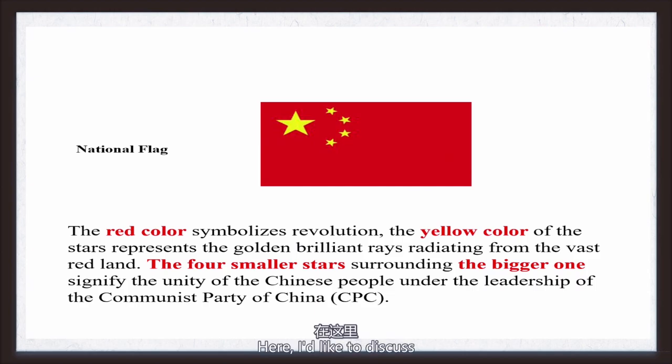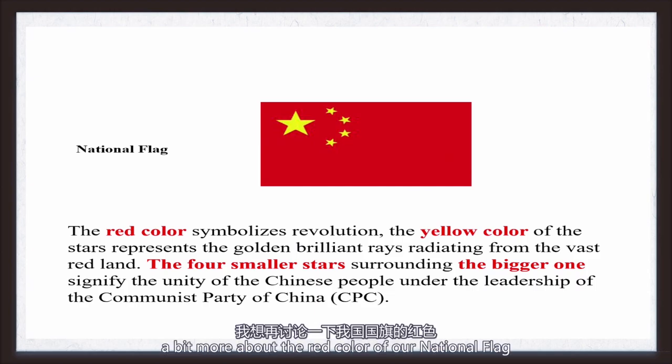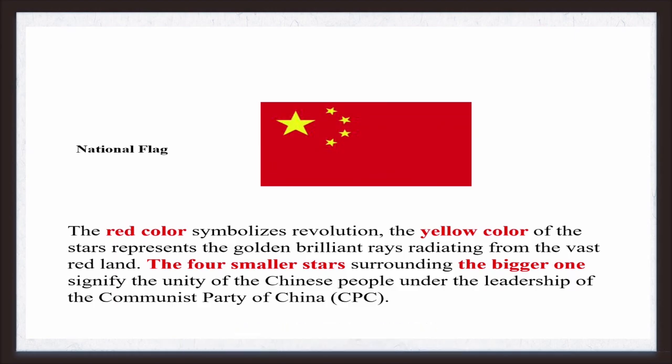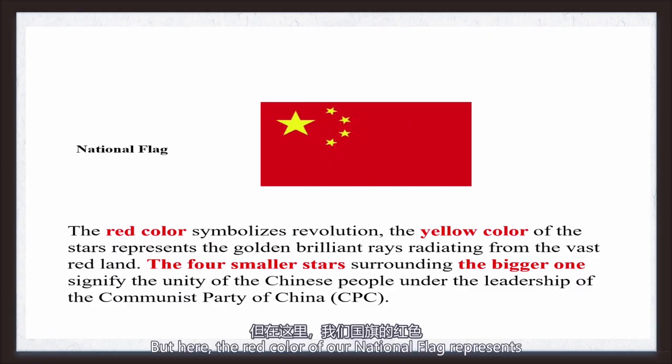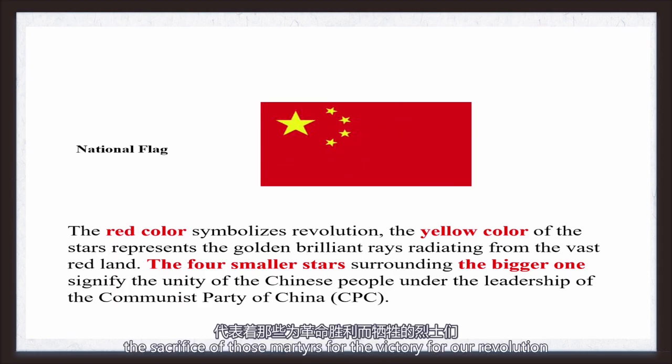Here, I'd like to discuss a bit more about the red color of our national flag. We Chinese people prefer the color red especially for happiness, for luck, for lots of good things. But here, the red color of our national flag represents the sacrifice of those martyrs for the victory of our revolution.